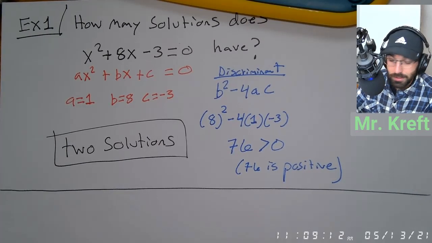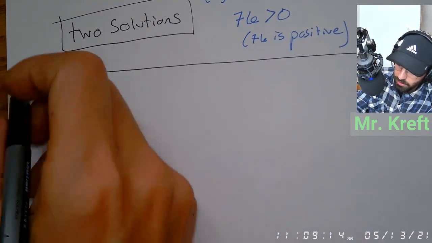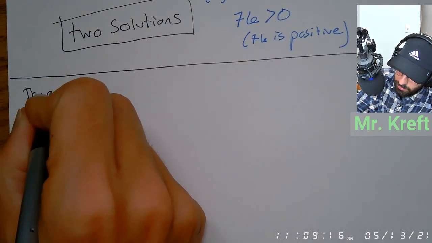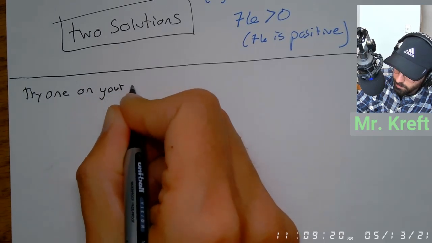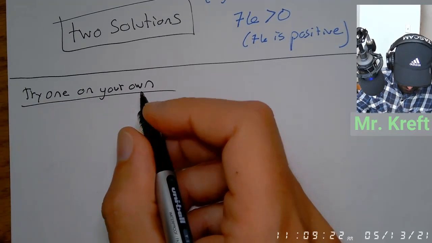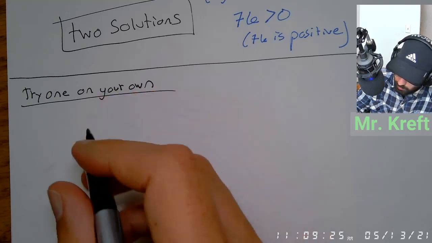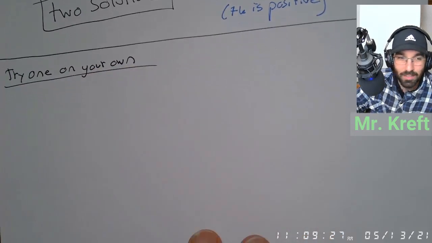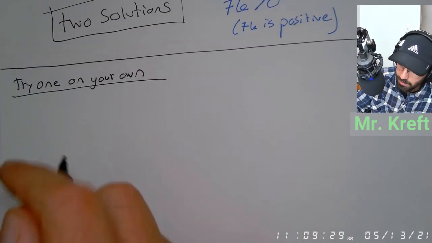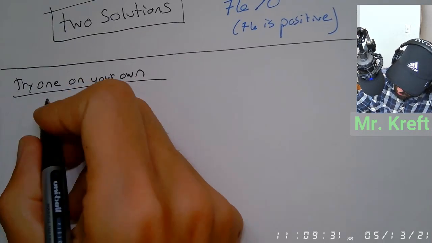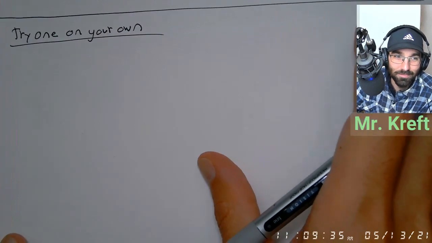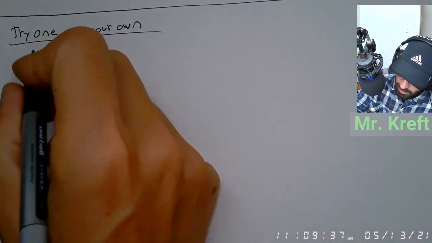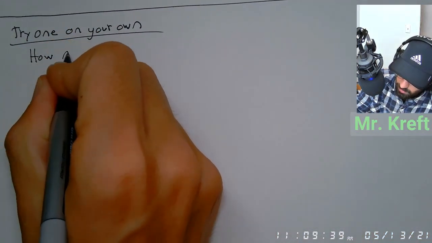All right. Well, let's try one. See how you guys are doing. So we're going to try one on your own. Okay. So let's do 2. I want to do 2 of them because it's kind of fun to do 2. So try one on your own. Let's do how many solutions?